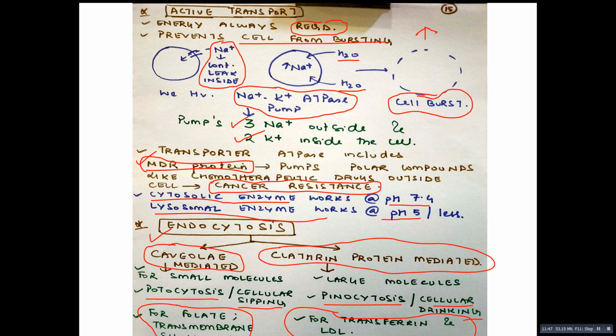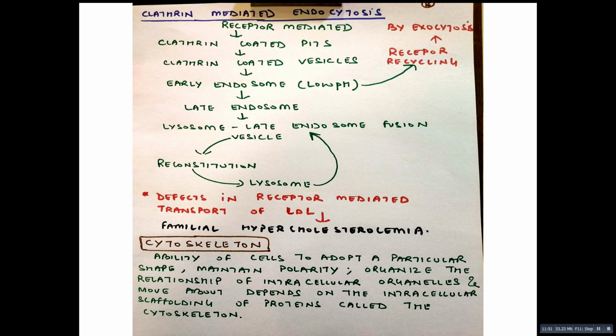Now, we all remember the clathrin mediated endocytosis. What were the steps? It was receptor mediated, which was followed by coating of the pit formed by the receptor. That was coated by what? By a protein known as clathrin.